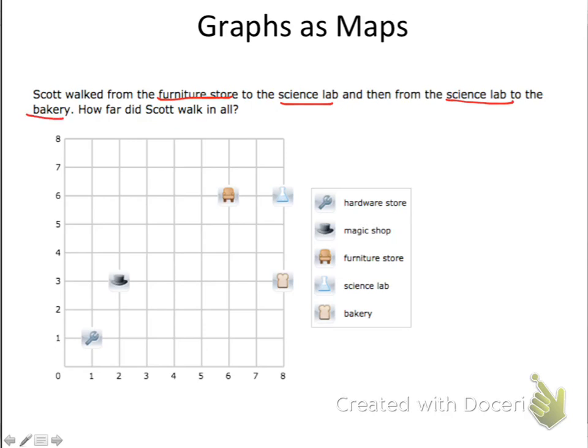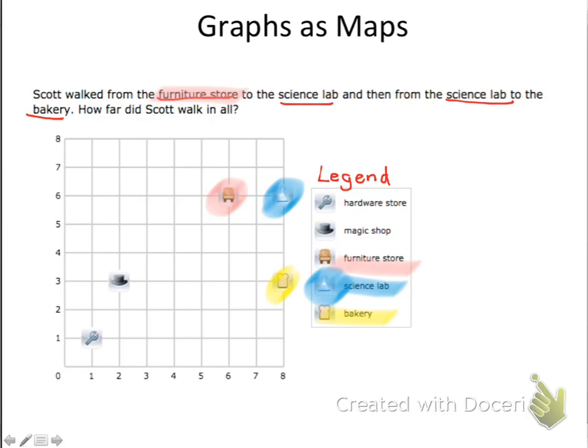All right, we looked in here at our graph. We have a whole bunch of different shapes here, different pictures. And then over here we have a legend, which tells us what each of those shapes or pictures mean. So we are going to use this legend to figure out if Scott started at the furniture store. Okay, furniture store is here, so that's this chair. So Scott starts at the furniture store right here, and then he goes to the science lab, which is marked by this symbol right here, and then he goes from the science lab to the bakery, and the bakery is our bread, which is right here. How far does Scott walk in all?